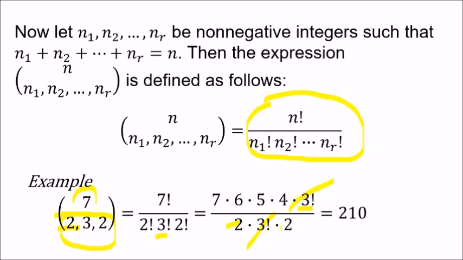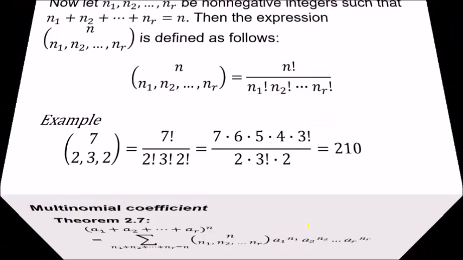2 times 2 here is 4. And we can cancel the 4 there. So, naiwan na lang is 7 times 6 times 5. And that is equal to 210.